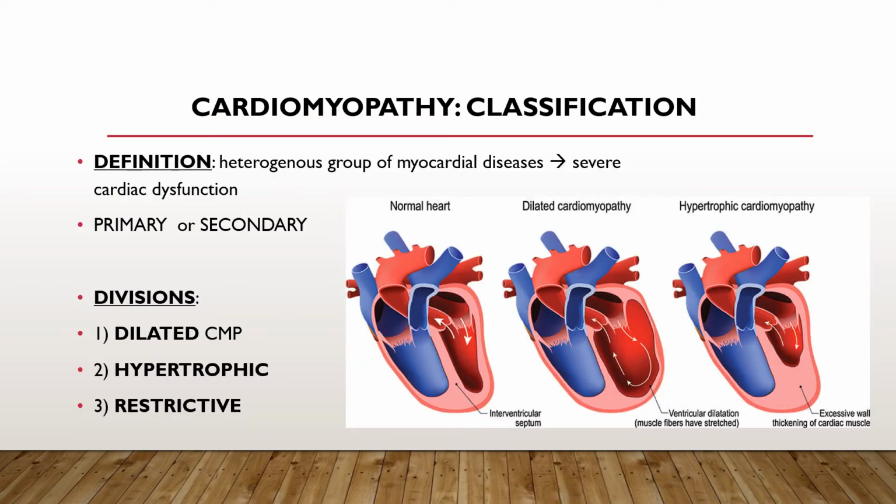Moving on to cardiomyopathy. This was actually a topic I personally found hard because there were a lot of features going on and it's important to understand it. So what is cardiomyopathy? It's a broad term basically. It's referring to a heterogeneous group of myocardial diseases which can lead to severe cardiac dysfunction, and it can be divided into dilated cardiomyopathy, hypertrophic, or restrictive.